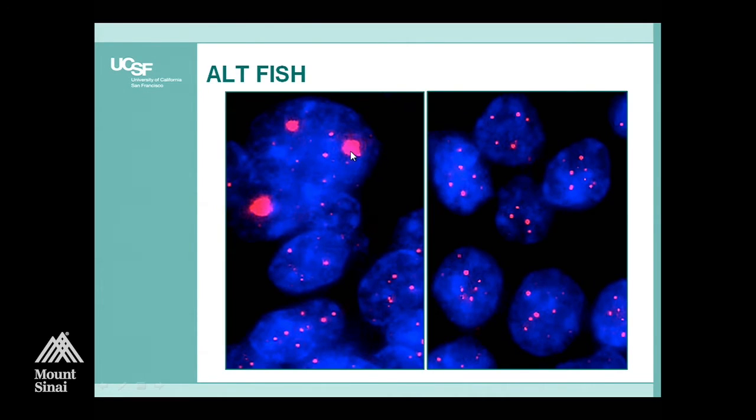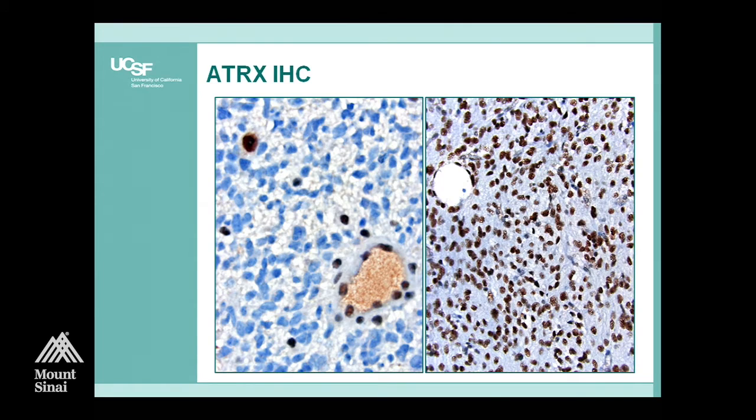Alternative lengthening of telomeres leads to these very large telomeres that we can pick up by telomere FISH, and they look like large ultra-bright signals. But of course, as pathologists, we would much rather do immunohistochemistry. And in fact, there is a good antibody to ATRX that many of us are already using. So remember, normally this is expressed in all nuclei. So this is the normal situation. We're actually looking for loss of expression. So this is the positive, the loss of expression.